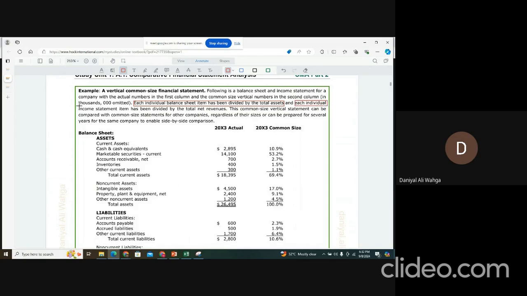is to be divided by your total net revenue. You need to understand that, not your gross revenue. It has to be divided by your net revenue. Then this should be called a common size vertical analysis, a common size vertical statement available for comparing with other companies, and available to compare period to period to get an informed decision.